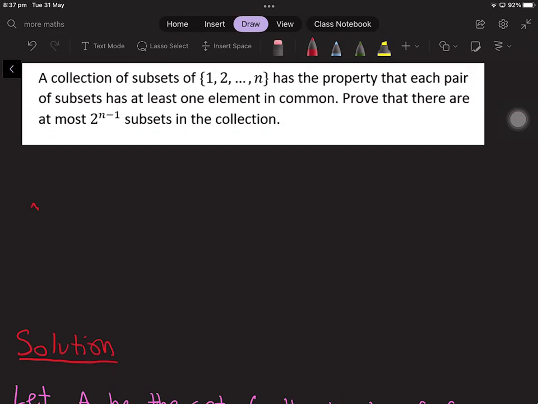If you like, you can pause the video and have a go at the problem yourself before having a look at the solution. Okay, let's have a look at the solution.